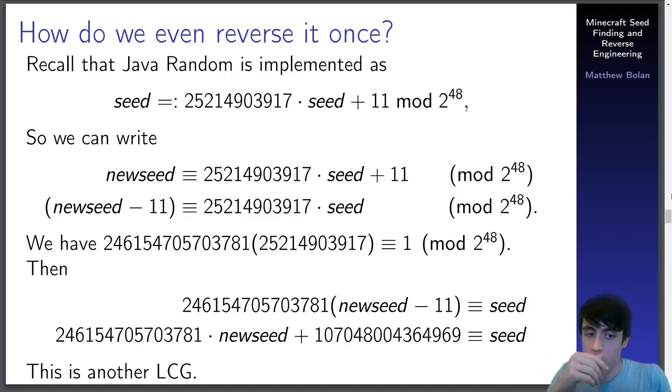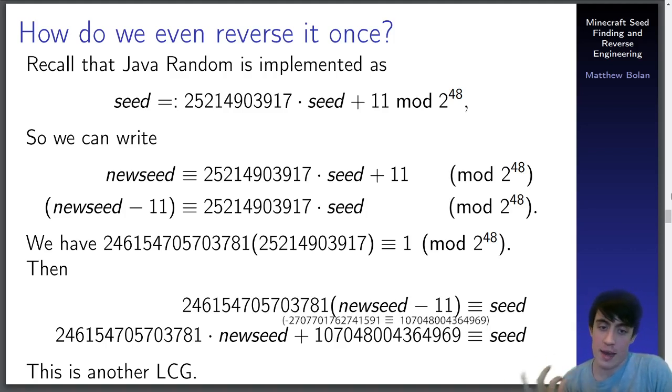well, on the right-hand side, we have these two numbers multiplied together. They leave a remainder of 1 modulo 2 to the 48. 1 times seed is still seed. And then we can distribute out, and we get this. And also note that I took the liberty of turning a negative number into a positive number. And that's because every negative number has some positive number that leaves the same remainder modulo 2 to the 48. I should maybe have made that more explicit.